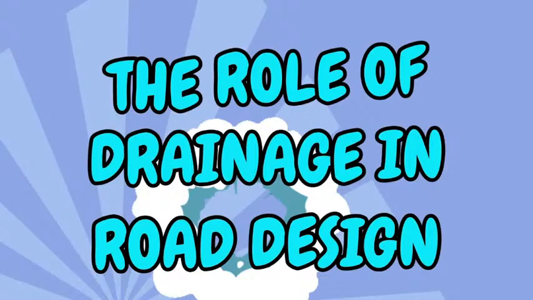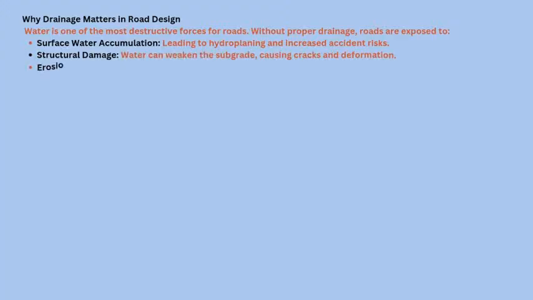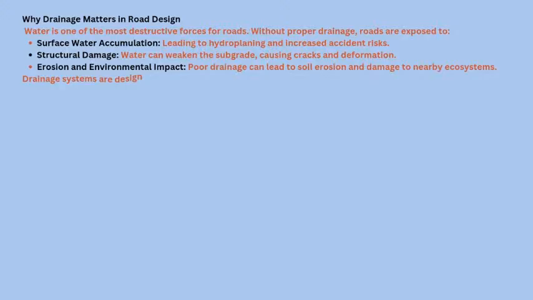Why drainage matters in road design. Water is one of the most destructive forces. Without drainage, roads are exposed to surface water, leading to hydroplaning and increased accident risk. Structural damage: water can weaken the subgrade, causing cracks and deformation. Erosion and environmental impact: poor drainage can lead to soil erosion and damage to nearby ecosystems. Drainage systems are designed to manage these risks by effectively channeling water away from the road structure.